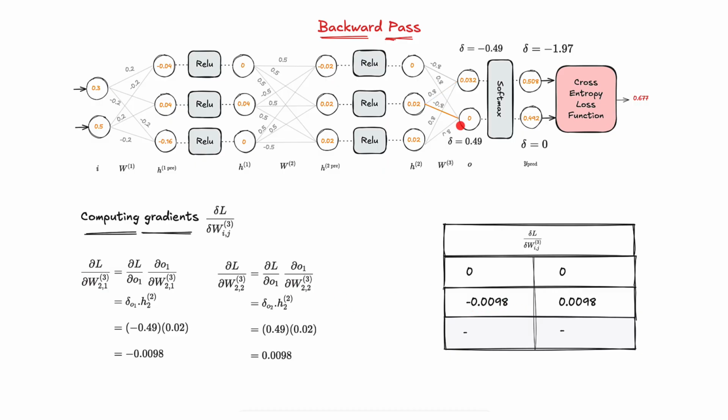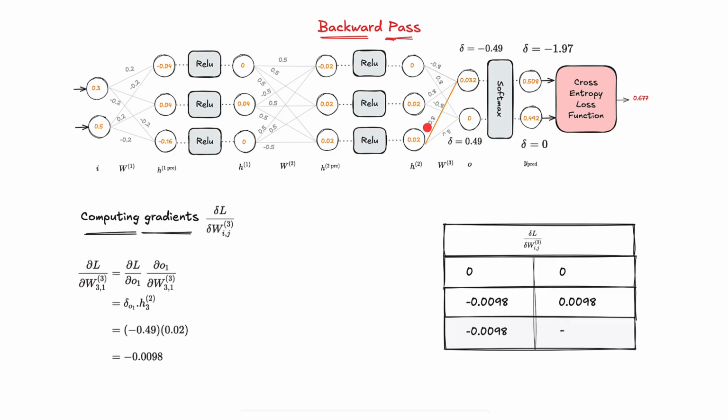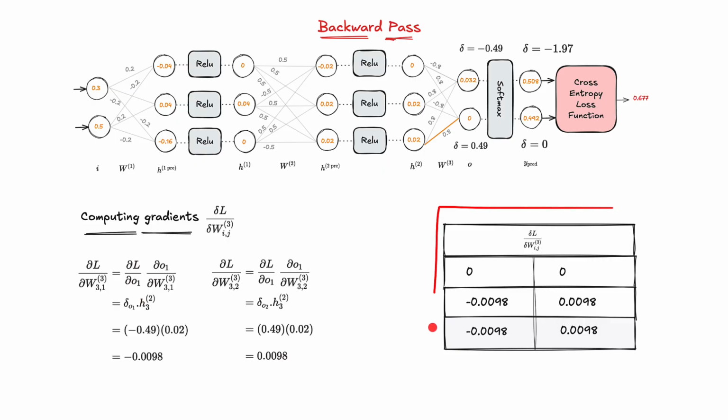And similarly, we compute it for this weight over here. Now, in this case, it's going to be 0.0098 as well. We do the same for this weight over here and populate it here. Compute the same for this weight here and populate it here. And so we have now computed the gradients of the loss with respect to each of these weights. And we have this table here, which we will save for later. This is like a part of our gradient vector.